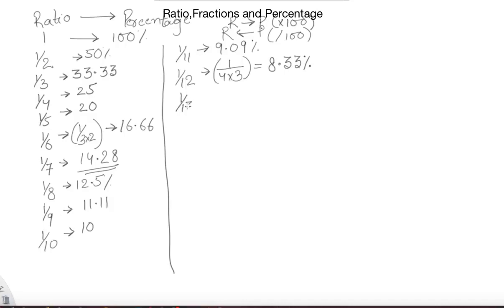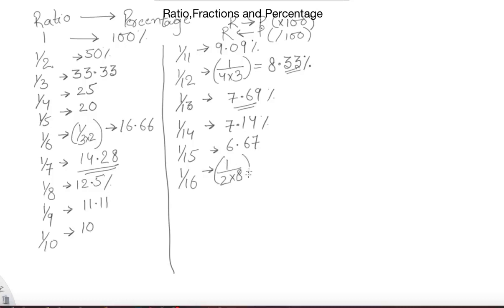1 by 13 equals 7.69. You need to remember these numbers. With practice, you'll definitely be able to remember these numbers, which you'll be using frequently. 1 by 14 is 7.14. 1 by 15 is 6.67. 1 by 16, how can we find it? Half of 1 by 8, which equals 6.25%.